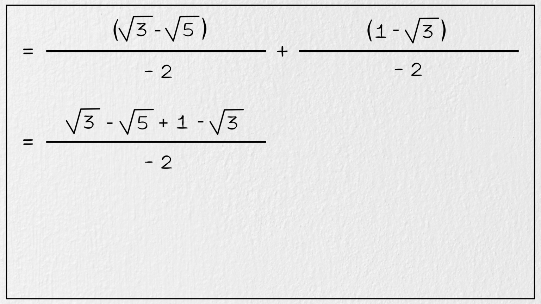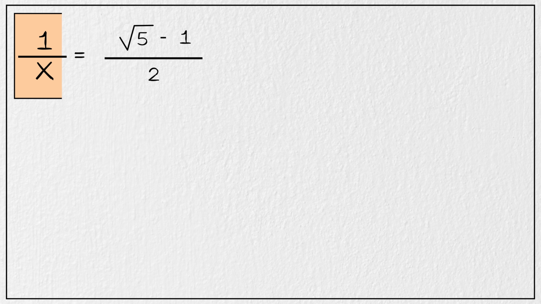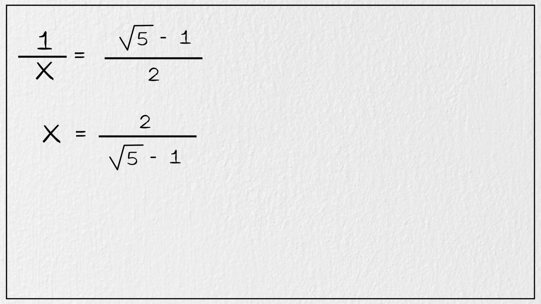Notice something? Square root of 3 cancels out, and we are left with minus square root of 5 plus 1 divided by minus 2, or square root of 5 minus 1 divided by 2. That is the value of 1 divided by x. Now let's flip this to get x itself. So x equals 2 over square root of 5 minus 1. Let us rationalize this one last time. So multiply both top and bottom by square root of 5 plus 1.